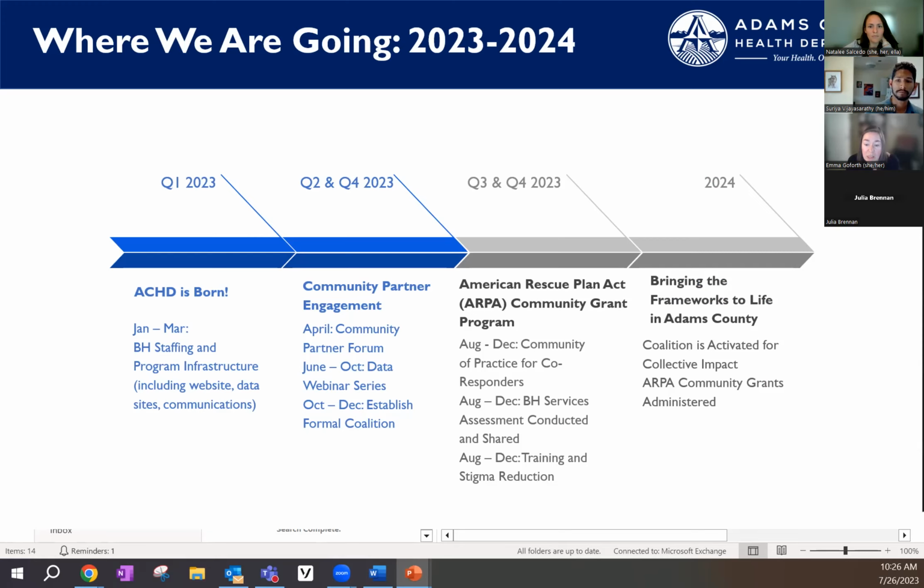So lots to come. What I will say is that somewhere in between the end of 2023 and 2024, we'll also be looking at alignment with our community health improvement planning process, which Kelly Preheim shared with you last month. And we'll keep you posted on that alignment as that moves forward. But this is just a little bit of a snapshot, and we'll have more details as we go forward in terms of where we're going in the coming years. So next slide.